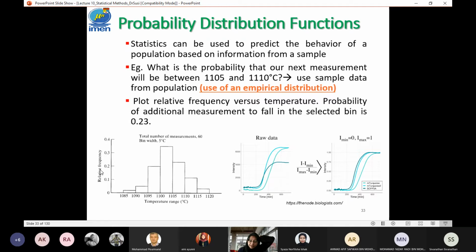It says here, what is the probability that our next measurement will be between 1105 and 1110? So you use the sample data from the population. This is the use of an empirical distribution, which was just now. What you do is plot the relative frequency versus the temperature. Just now was the actual number, now it is the relative frequency. What do you mean by relative frequency?